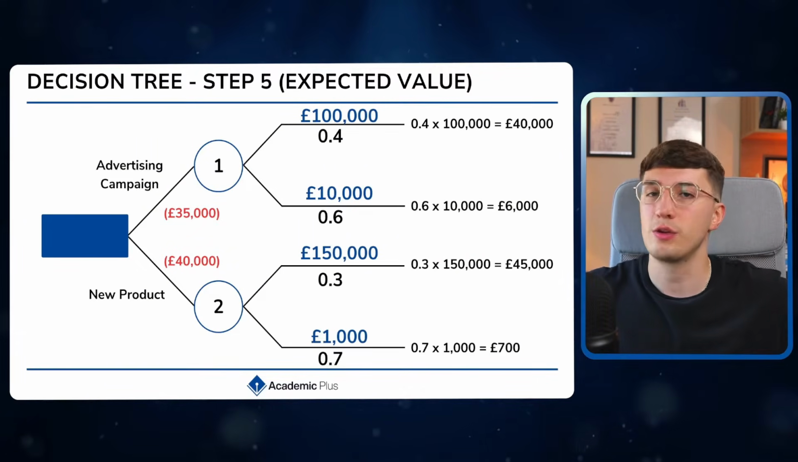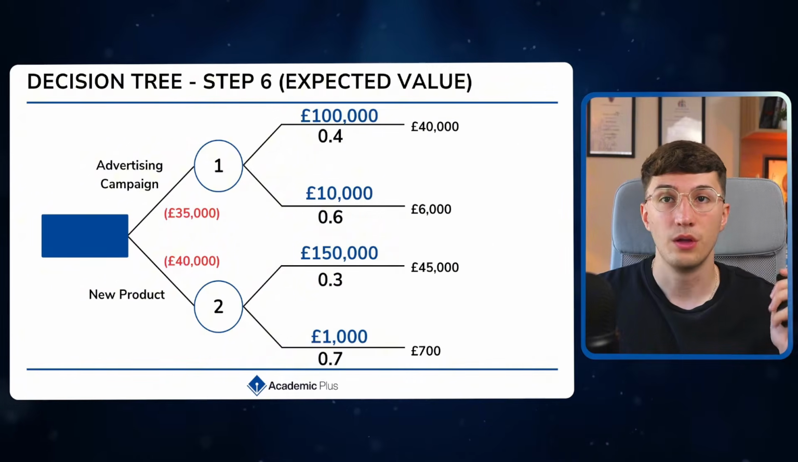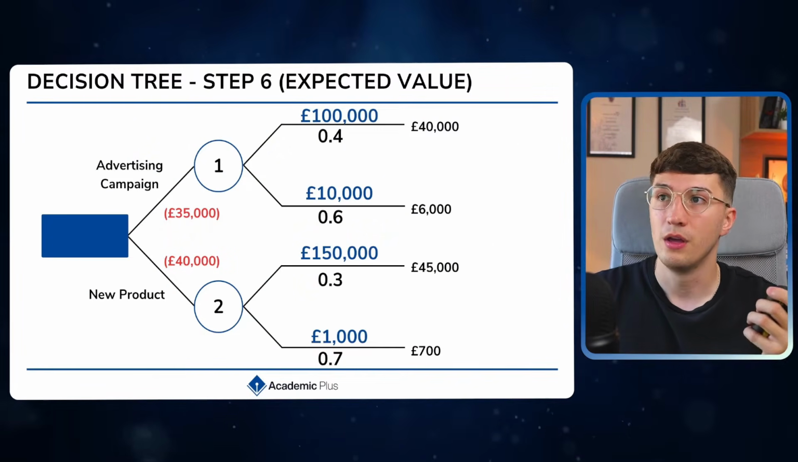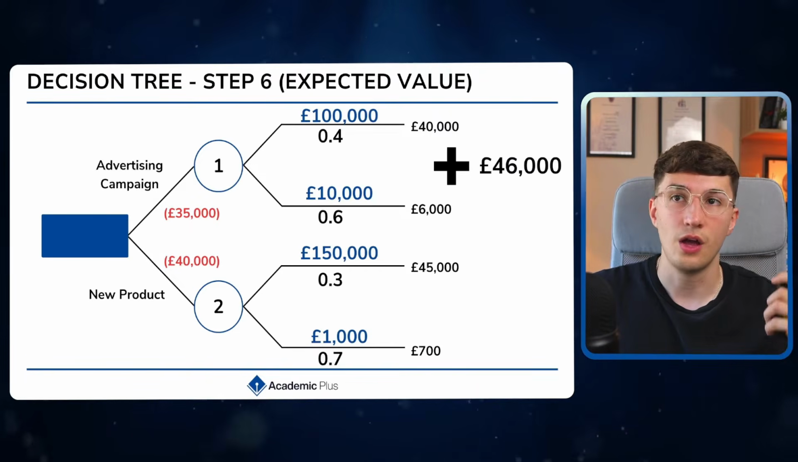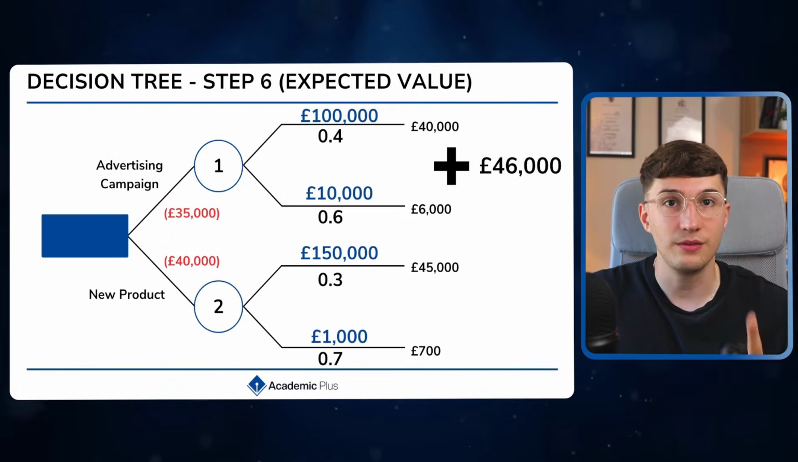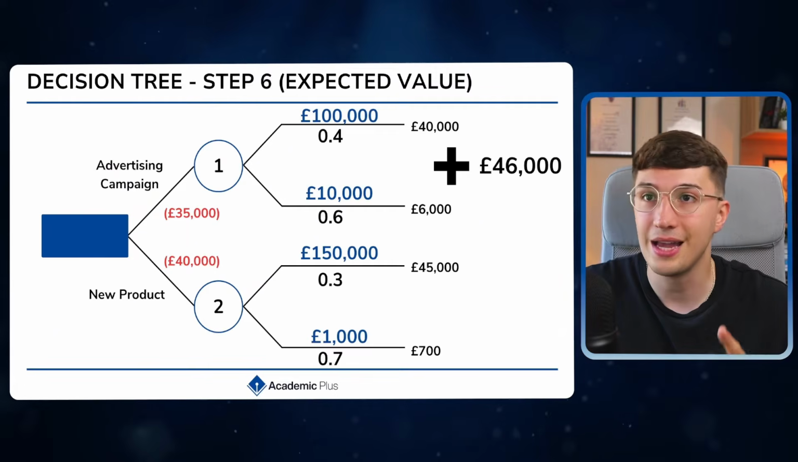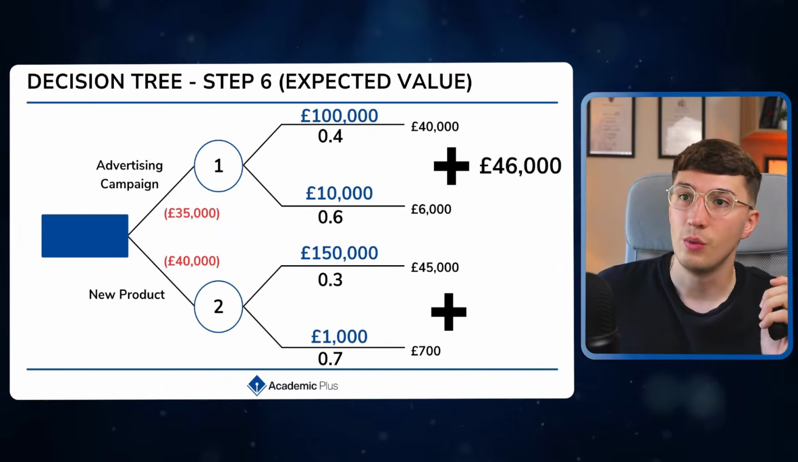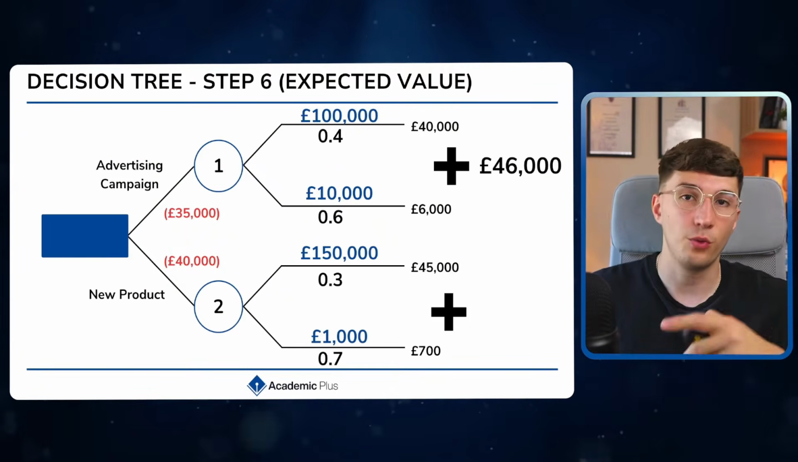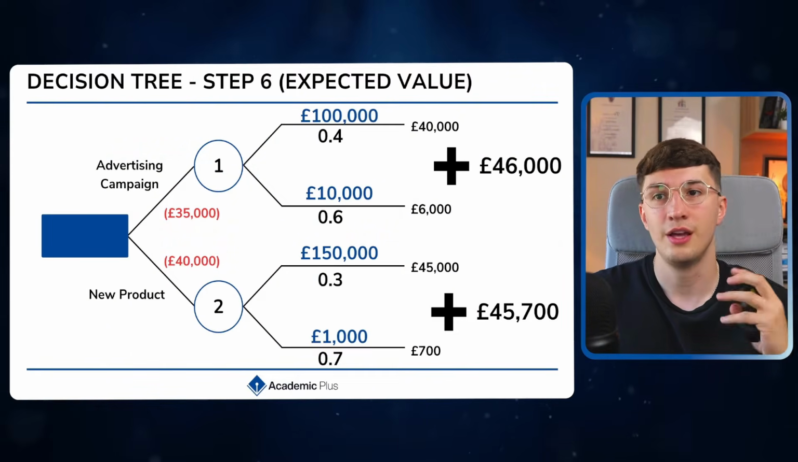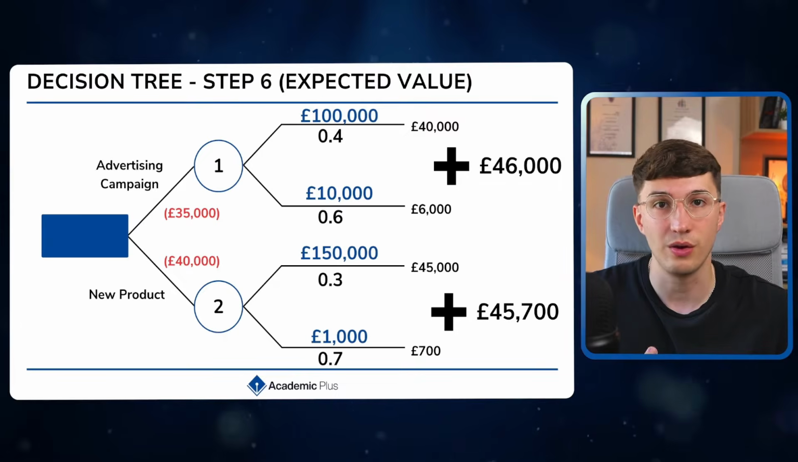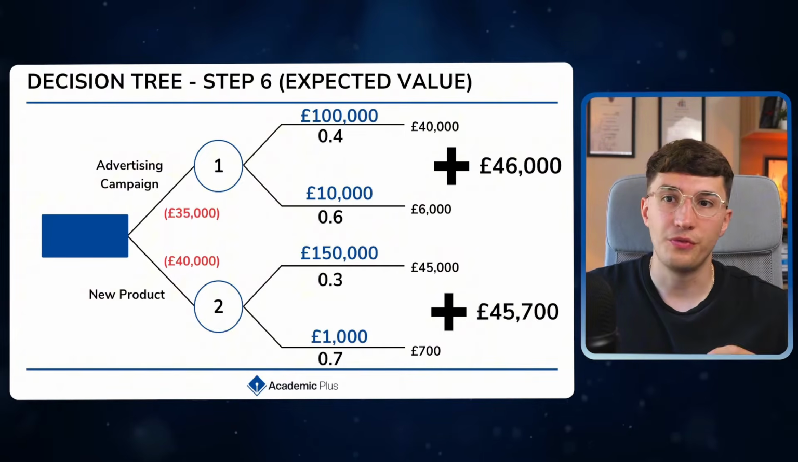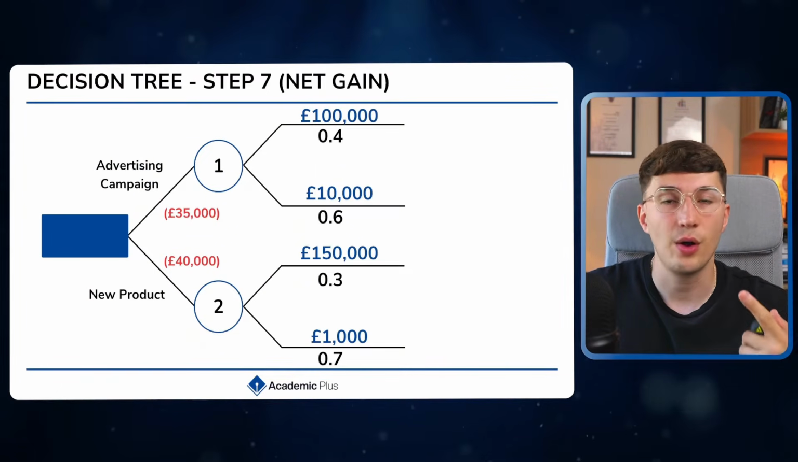And we want to calculate the total expected value. So we just add them both together. For the advertisement campaign, we do 40,000 plus 6,000, which gives me an expected value for the advertisement campaign of £46,000. We do the same again for the new product, 45,000 plus 700 gives me a total expected value of £45,700.